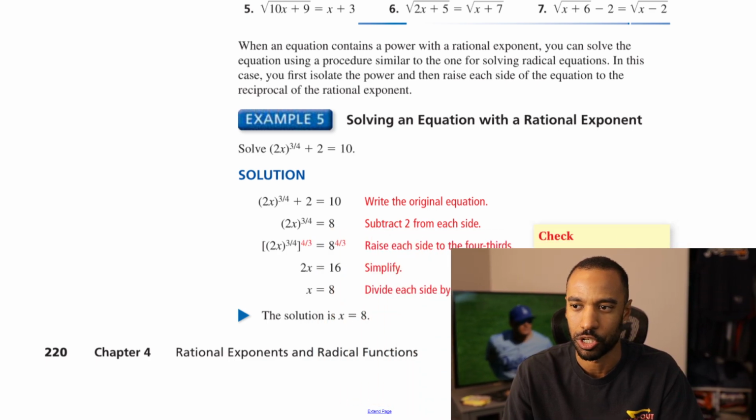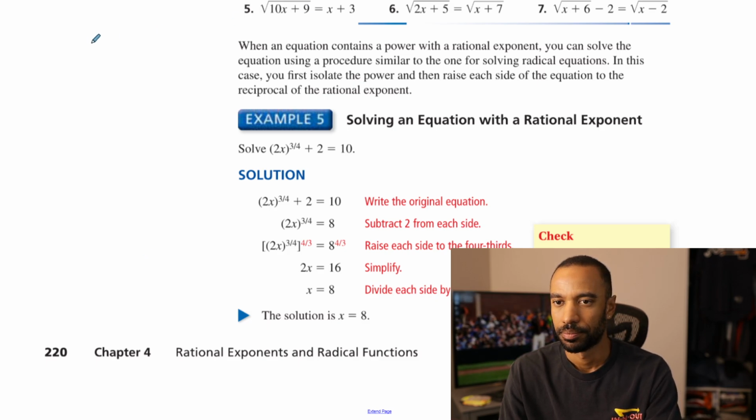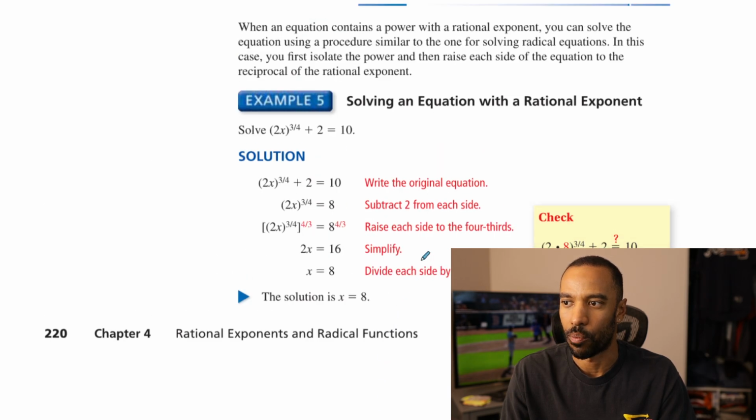Not rational. I just saw the word rational here. Extraneous stuff. Now, if you'll notice, well, we'll talk about it when we get to the problems. Okay, solving an equation with a rational exponent.